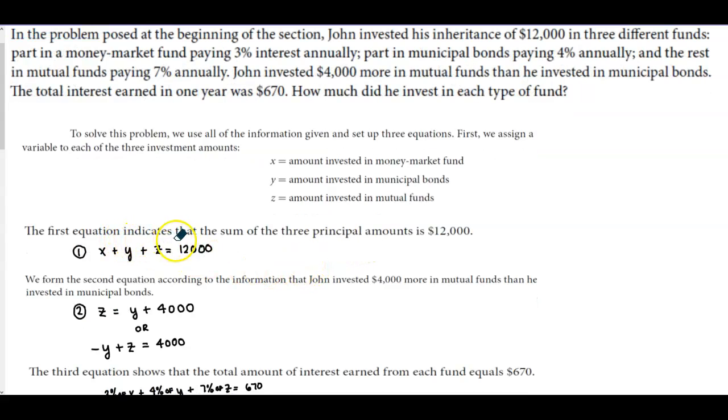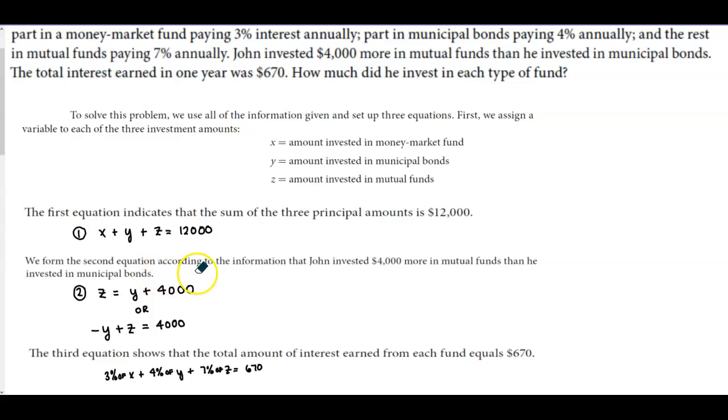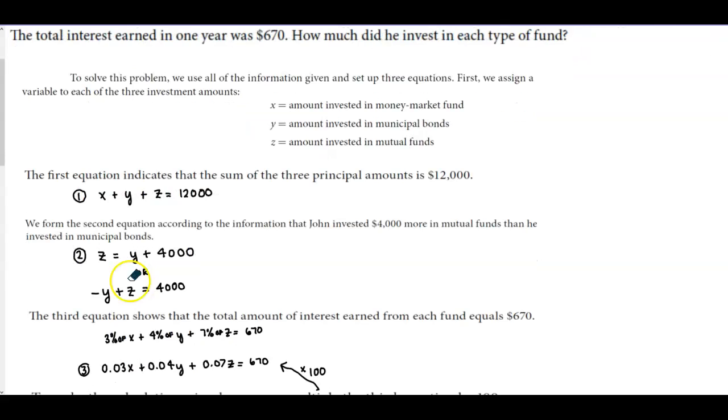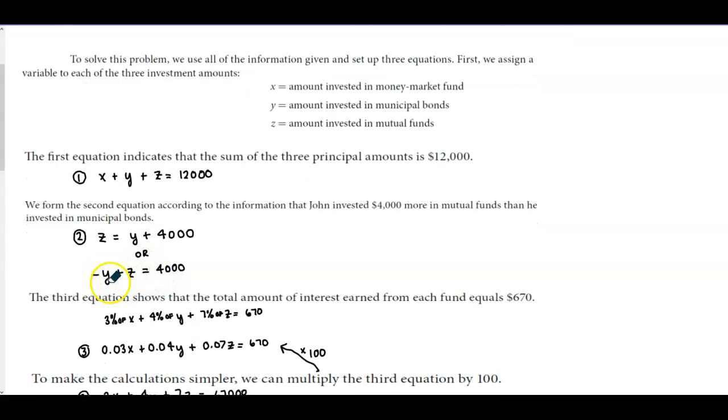Now, the first equation indicates that the sum of the 3 principal amounts is going to be $12,000. So the first equation is x plus y plus z equals 12,000. We formed the second equation according to the information that John invested $4,000 more in mutual funds than he invested in municipal bonds. So that means that z is equal to y plus 4,000, or we can rewrite it with the variables on the left side and the constants on the right side, which would be negative y plus z equals 4,000.